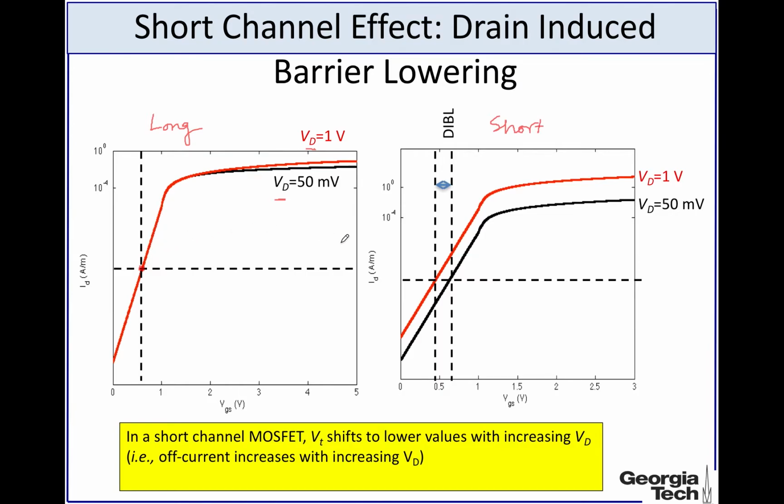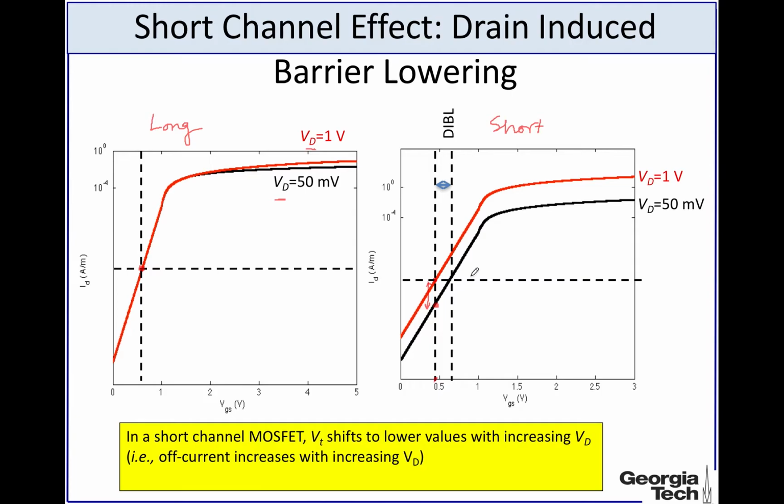On the other hand, for a short channel transistor, as you increase the drain voltage, your subthreshold current also increases. For example, at 0.45 volts gate voltage, with a drain voltage of 50 millivolts, you have this much current, but as you go to a drain voltage of 1 volt, your off-state current has increased by this amount, and because this is a logarithmic scale, you will see that this change is large.